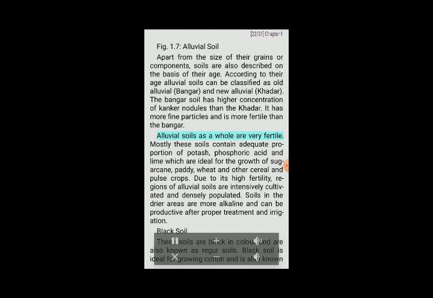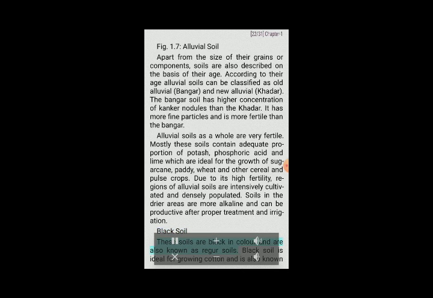Alluvial soils as a whole are very fertile. Mostly these soils contain adequate proportion of potash, phosphoric acid and lime, which are ideal for the growth of sugarcane, paddy, wheat and other cereal and pulse crops. Due to its high fertility, regions of alluvial soils are intensively cultivated and densely populated. Soils in the drier areas are more alkaline and can be productive after proper treatment and irrigation.